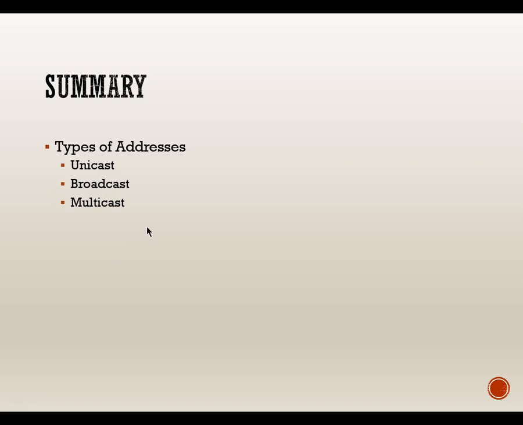So summary, quick and dirty on this one. Types of addresses: unicast are one-to-one, kind of defined in the name, uni. Broadcast, just like in a broadcast radio or a broadcast television station, goes to everybody. And then multicast goes to those hosts that are subscribed to that particular multicast.